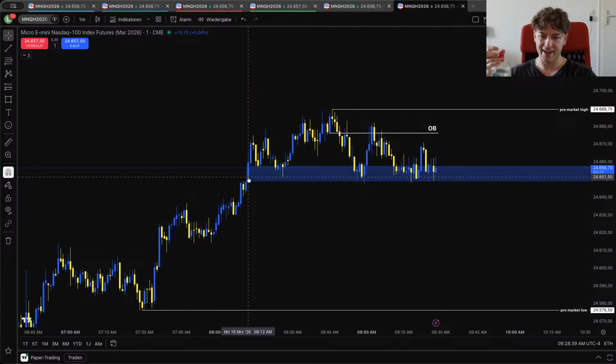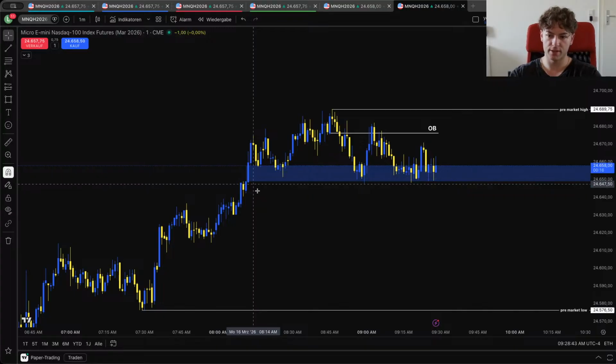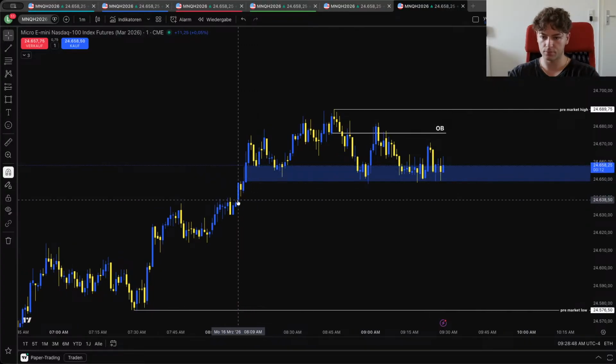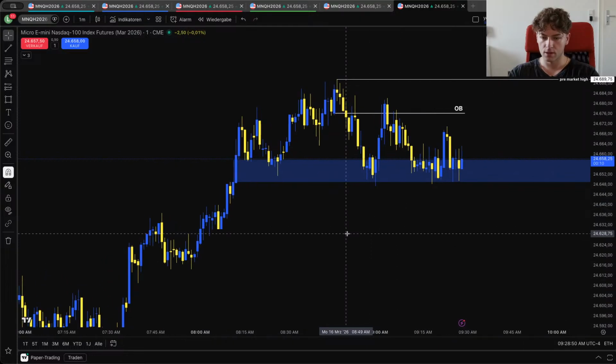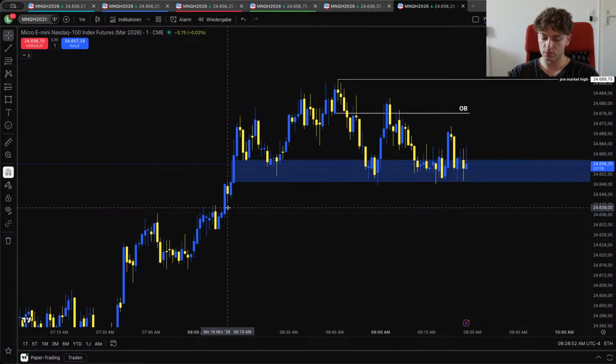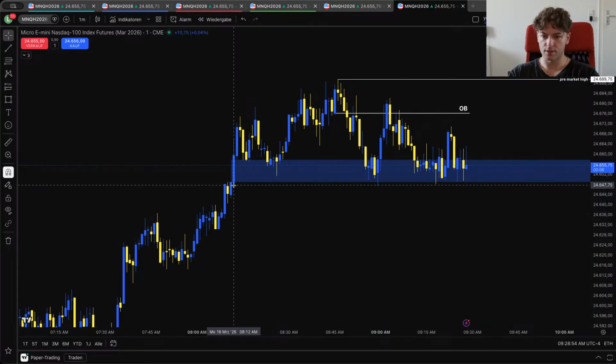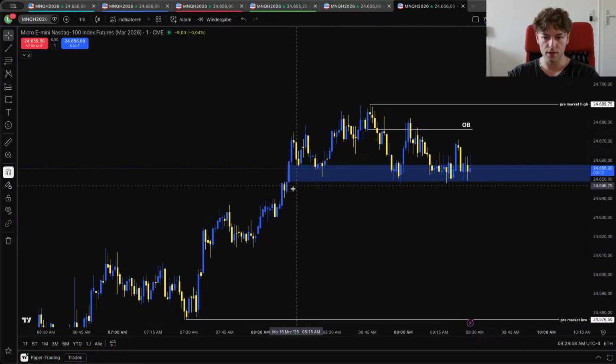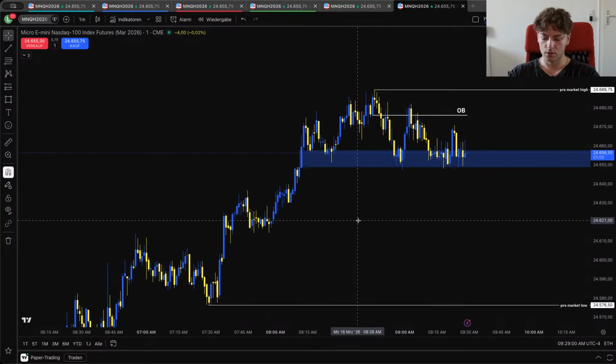So this is 8 a.m., the first presented fair value gap. Why do I take this as the first presented fair value gap and not this one? This is just too insignificant. That's real displacement, so that's the one you want to observe.